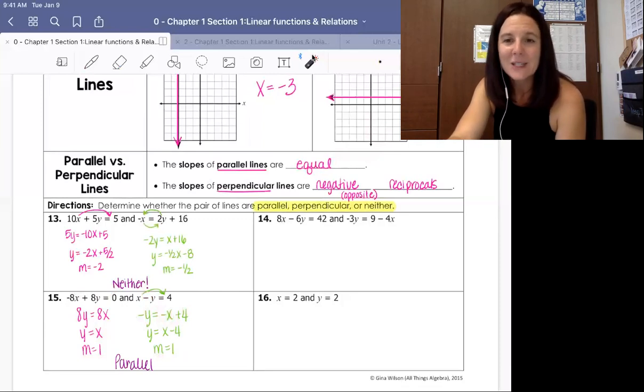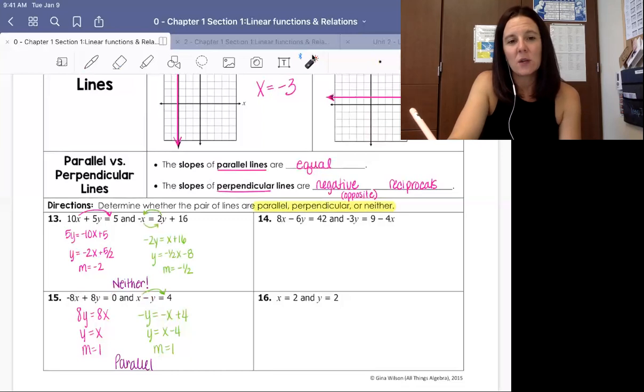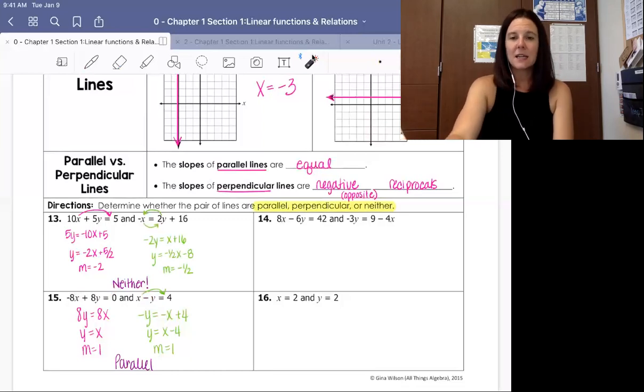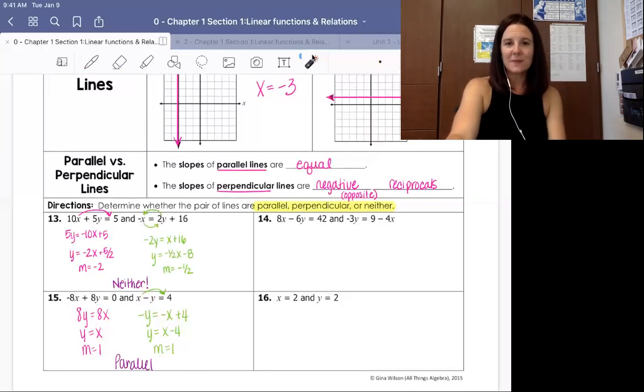Okay, last 2 problems for you to try on your own for this video. Pause it and do numbers 14 and 16. Come back and we'll check out the answers.